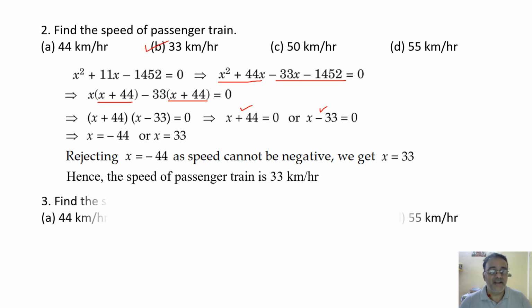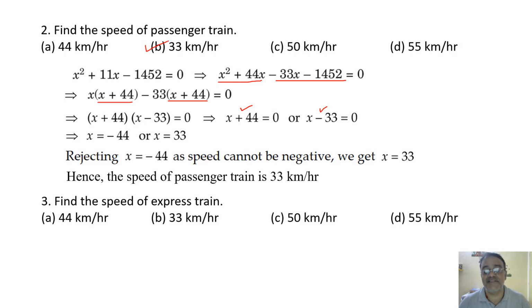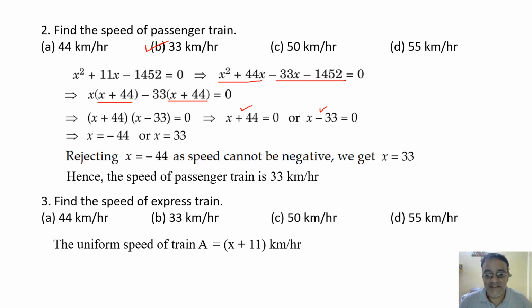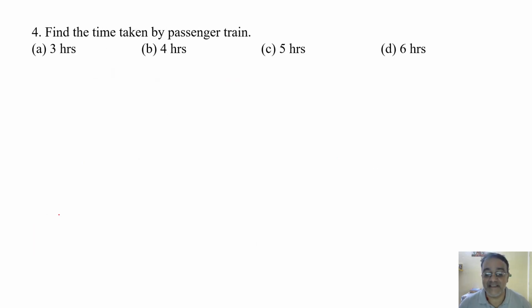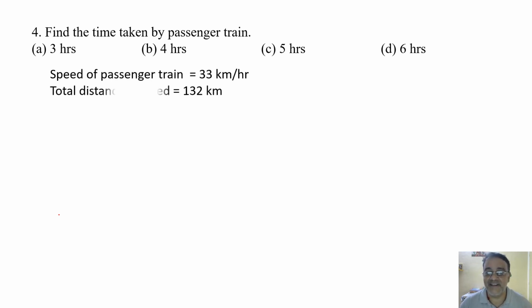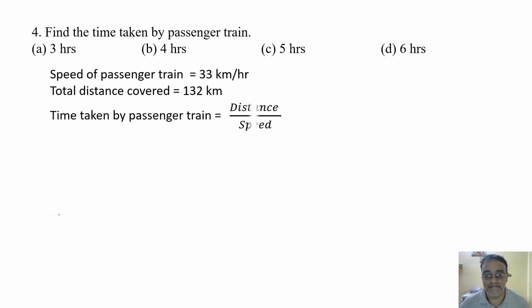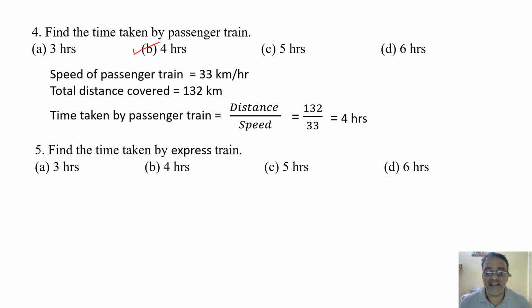Option B, right? Now the next question, find the speed of express train. X plus 11 है, so for 33 plus 11, 44 km per hour, and the correct option is Option A. Option A, right? So now we are moving toward question number 4. Find the time taken by passenger train. So speed is given 33 km per hour, total distance is given 132, and the time will be distance upon speed, that is 132 upon 33, 4 hours. And the correct option is Option B.